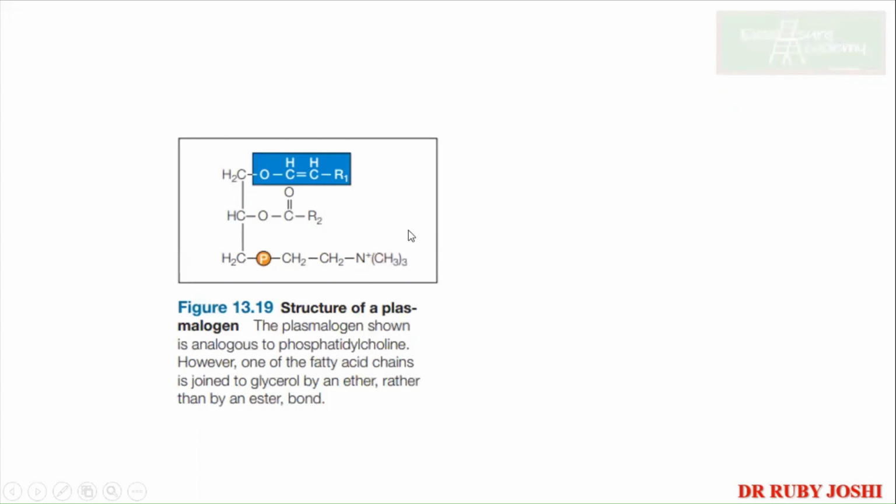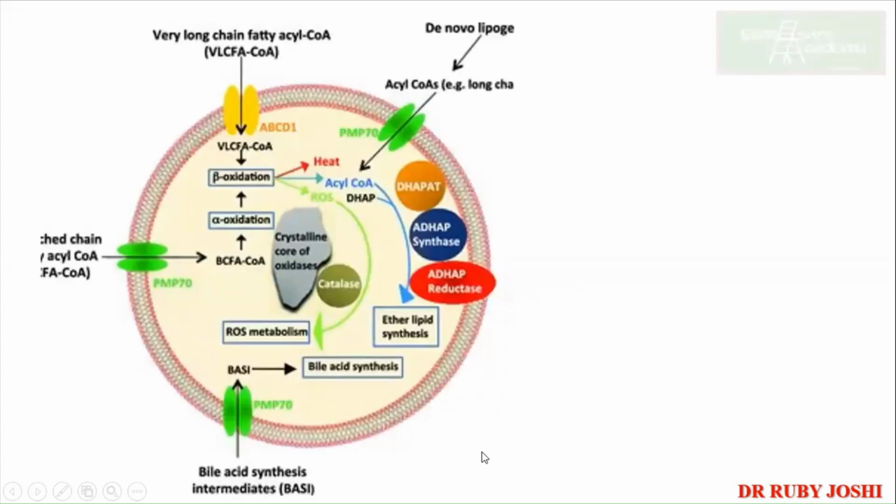So this is the structure of plasmalogen. It's okay, no need to remember it. Please just remember that it's analogous to the phosphatidylcholine. It's a fatty acid, and instead of an ester, you have got the ether bond. Now this is just the overview of how fatty acid degradation is happening in the peroxisomes.